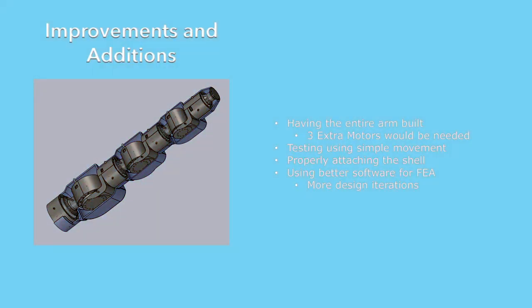So for any additions and improvements that I'd make, I would obviously want to build the entire arm with the 3 extra motors, which would be below this one. I would want to test any simple movement to make sure that it can move freely in any position that would be required. I would properly attach the shell, whether that be with self-tapping screws or with those inserts, and I would use better software for FEA as I only had access to SolidWorks.